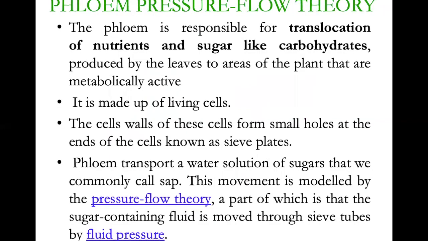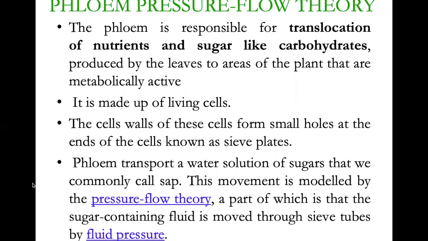We call the movement of food in the phloem translocation. So what is translocation? Translocation is the movement of food that is taking place in the phloem. This transportation takes place from a place where food is prepared to the place where the food is required.